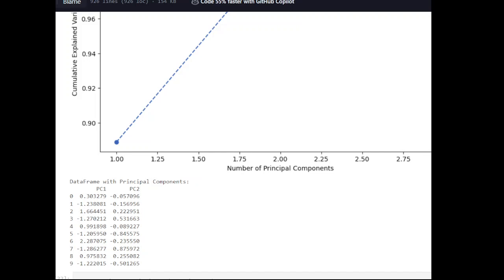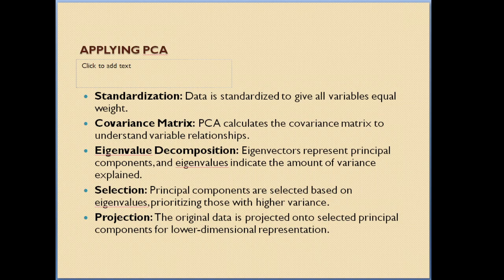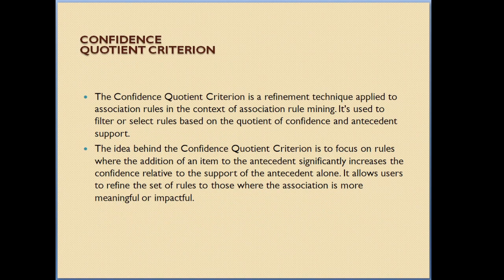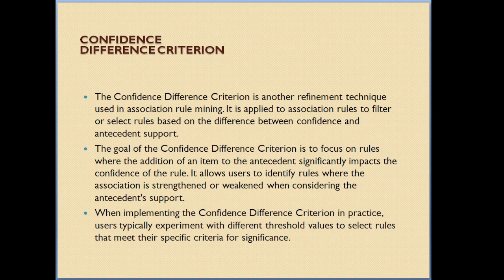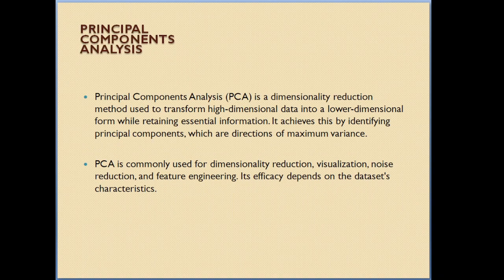Through this we concluded that we started with association rule, then we had confidence quotient criterion, then confidence difference criterion, then multicollinearity, and finally we had PCA, which is principal component analysis.